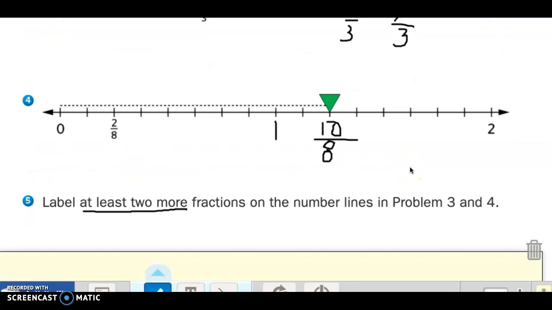When you are done with that, go ahead and move over to math boxes. And this is your last math lesson for the week.